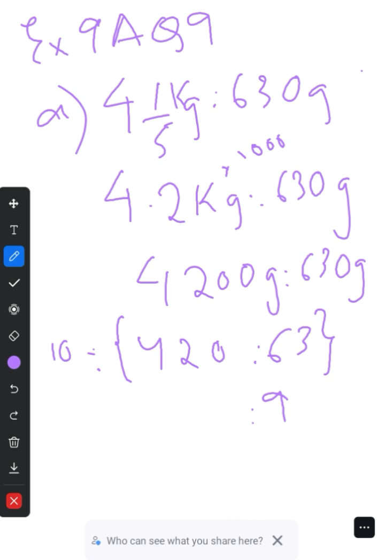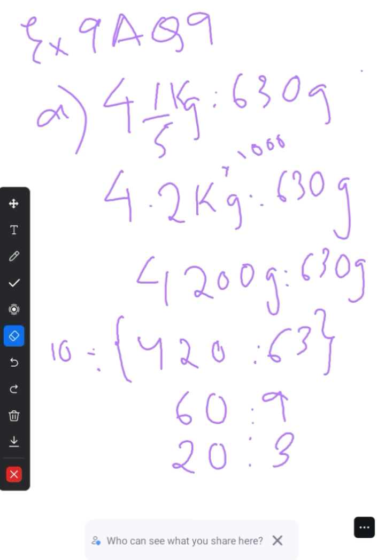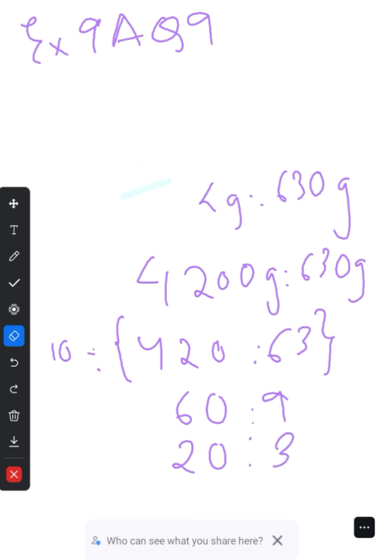Now what else can we do over here? 7's table. We can divide both of them by 7. 7 9s are 63. And 7 60s are 420. Let's take 3's table. 3 3s are 9. And 3 into 20 is 60. As 20 and 3 do not come in the same table, 20 ratio 3 is our final answer. Moving on to the next question.